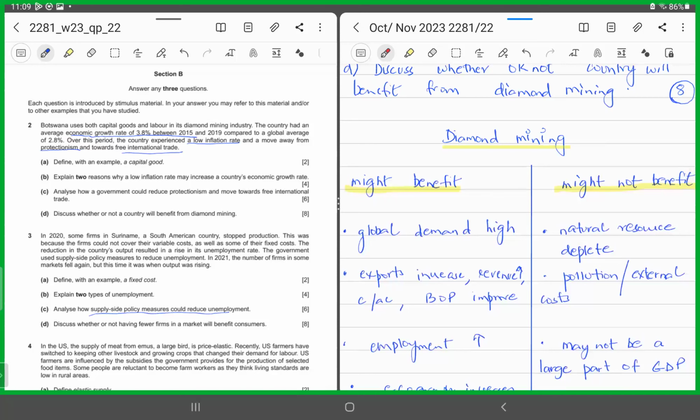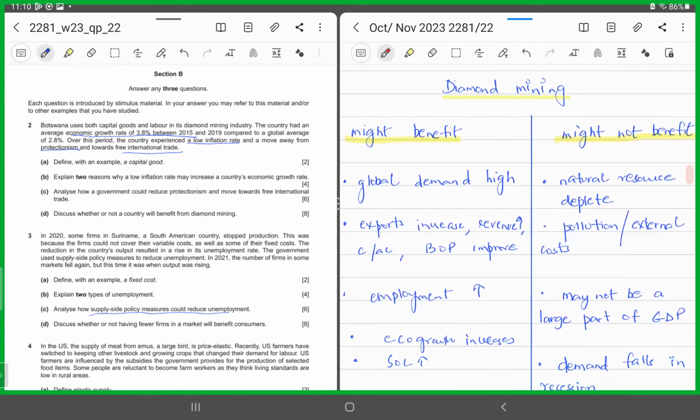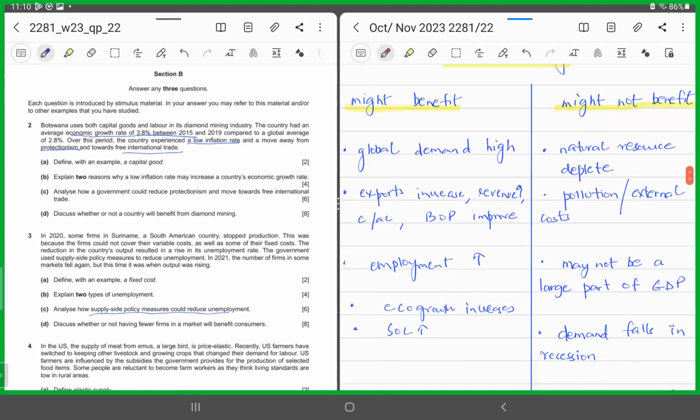Why might it not benefit? Because diamonds are a natural resource, and it might be possible that the rate at which they are excavating and exporting it might cause this natural resource to deplete, right? And going for mining, we all know that a move towards mining of diamonds would result in higher levels of externalities, in the form of pollution. So it might not benefit the economy if the negative externalities are higher than the benefits it's yielding.